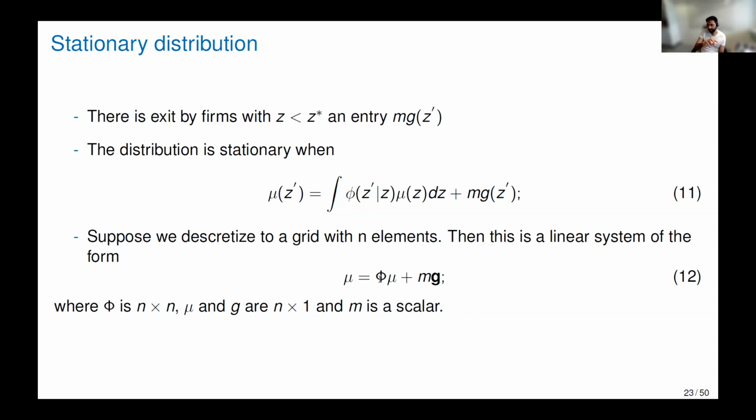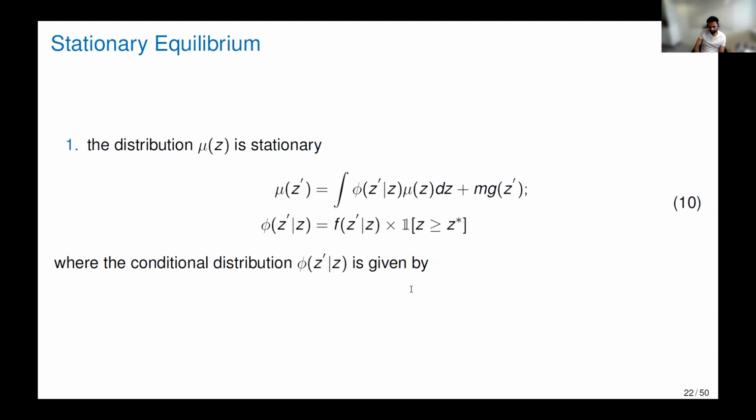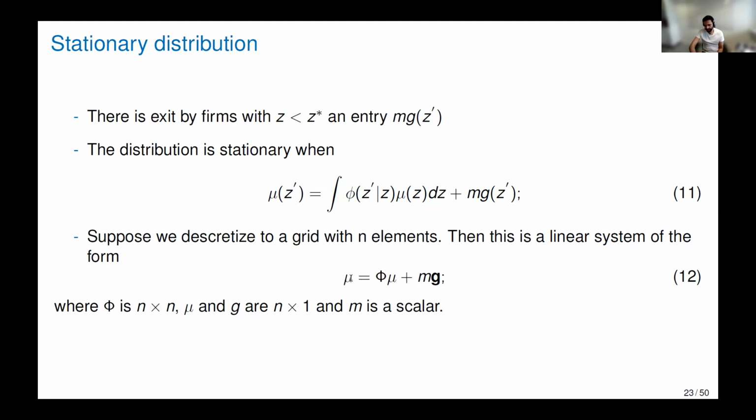Phi is this transition matrix conditional on survival. This is an n cross n matrix. Mu is again an n cross 1 matrix. G is again an n cross 1 matrix because it tells you, when you are drawing the balls from the bag, what's your probability to draw Z1, Z2, Z3 until Zn. So from here you can get mu very easily. I know my phi, I know m, and I know g, so I can get mu out of this equation easily. We'll get back to this in one slide.